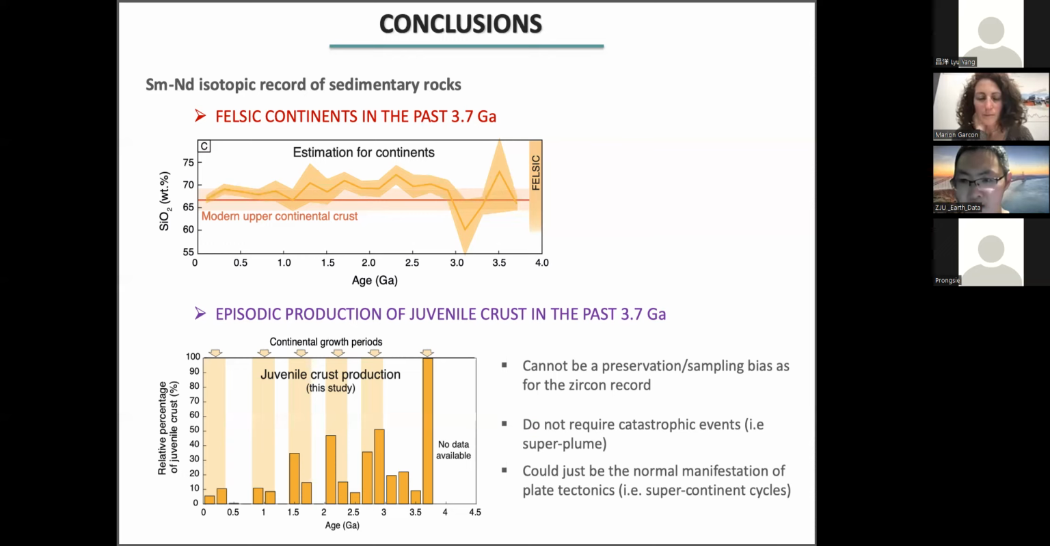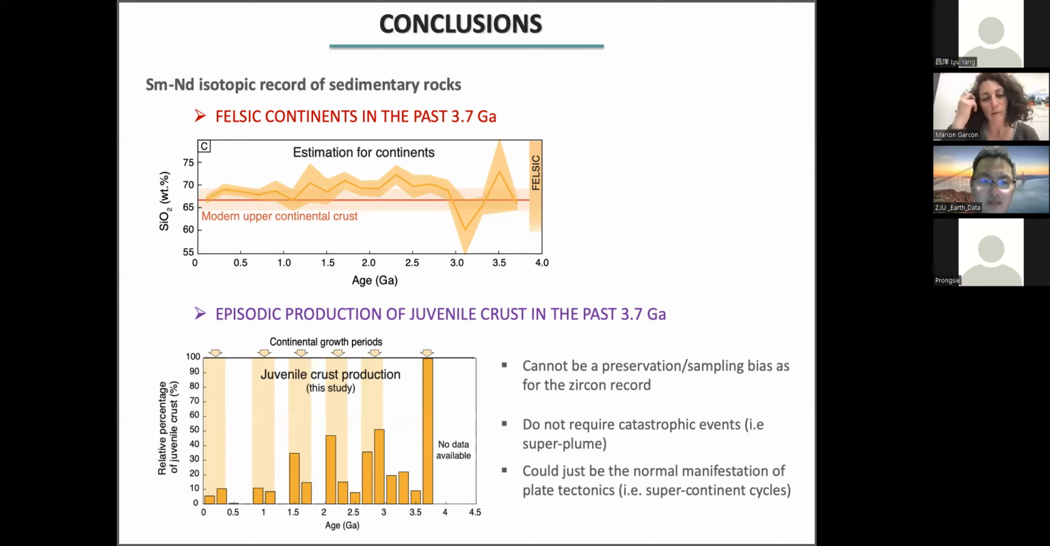Okay, so Umigash asks: there are two sharp changes in silicon dioxide content at 3 billion years and 3.5 billion years. Can that be due to sampling bias? Yes, it is a sampling bias in the sense that it is much more a preservation bias, but not a sampling bias in terms of isotopic bias.